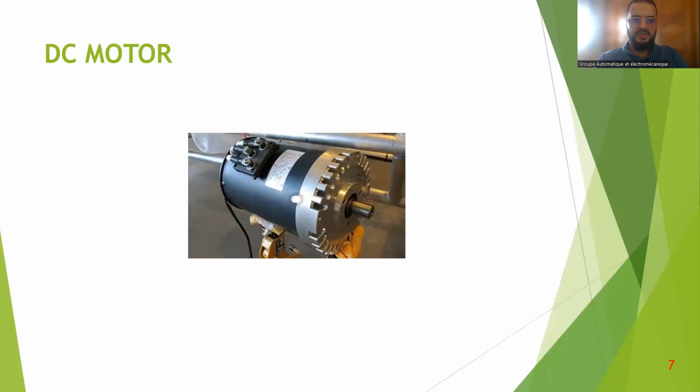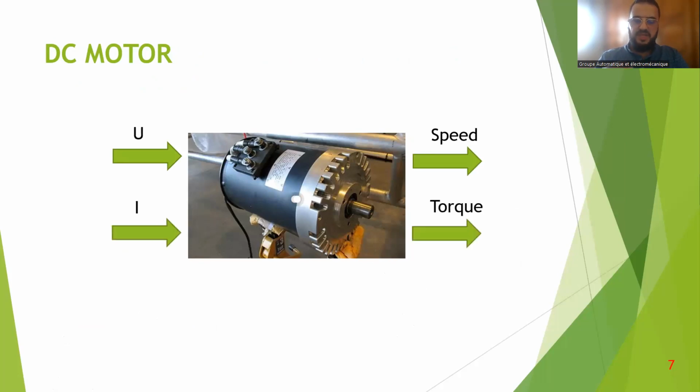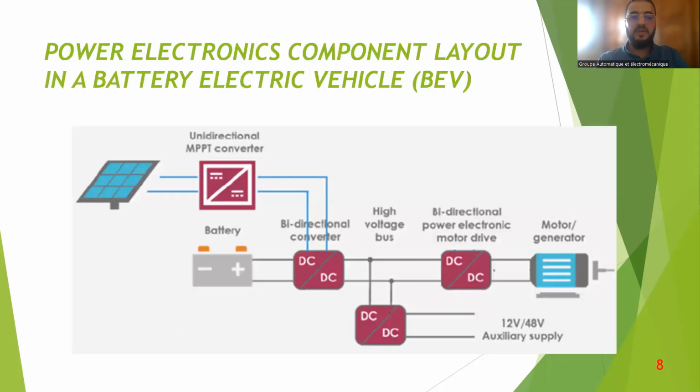Why do we choose a DC motor? Of course, to control the speed, we just have to control the voltage, and to control the torque, we just have to control the current. And this is too simple. And this is not true for all electrical motors. Let's come back to our system.